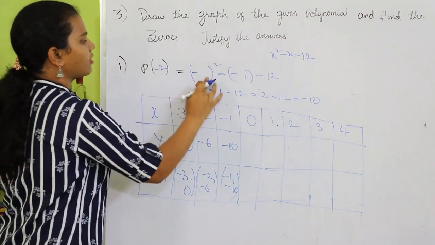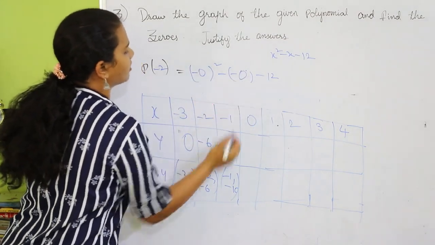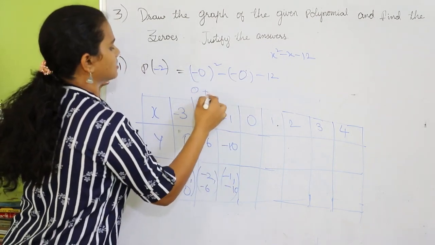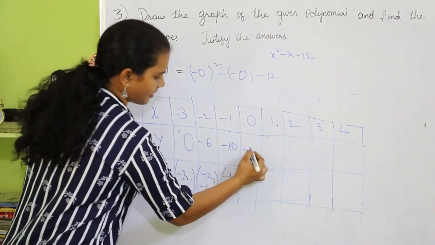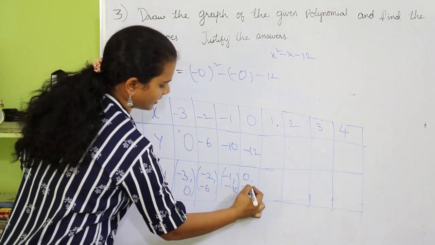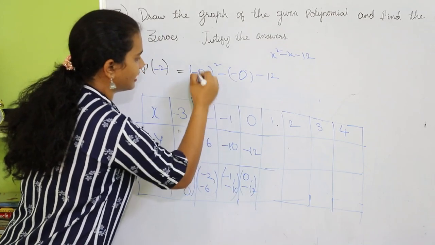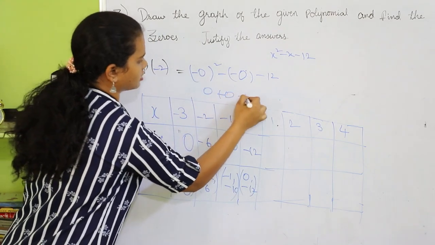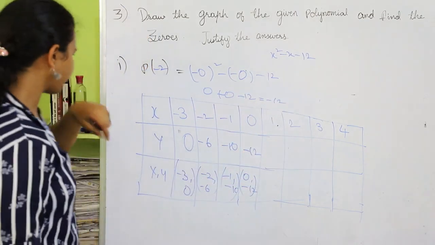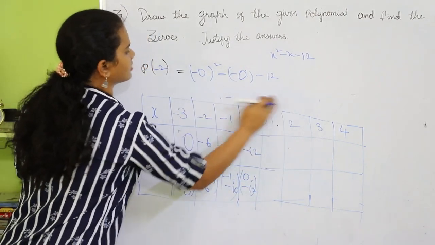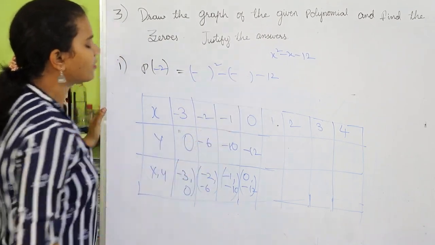If x equals 0, then what happens? 0 plus 0, so minus 12 will be the answer. So 0 comma minus 12. 0 plus 0 minus 12 equals minus 12. Clear? With 0 it is easy, right? Come back to the other numbers. Now let me go for the next one.